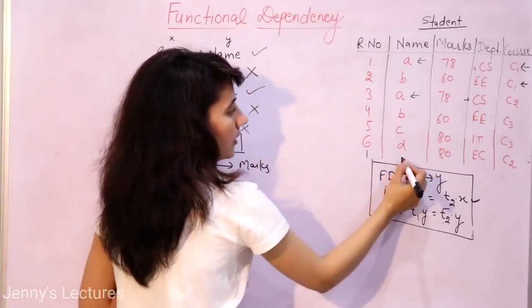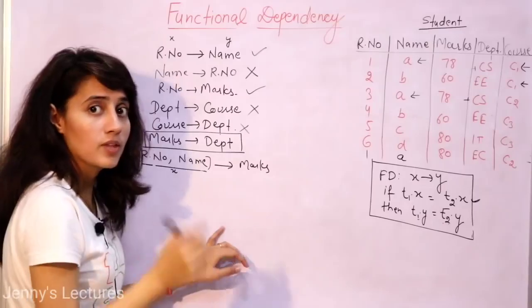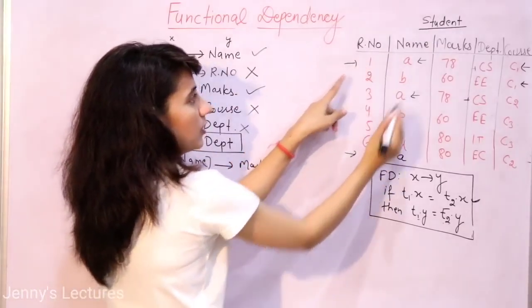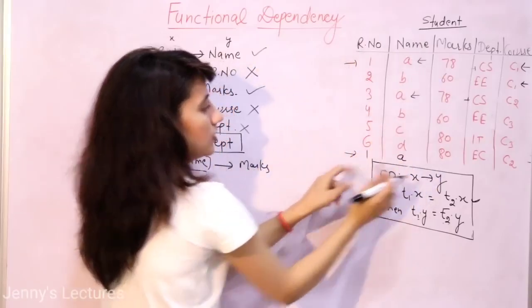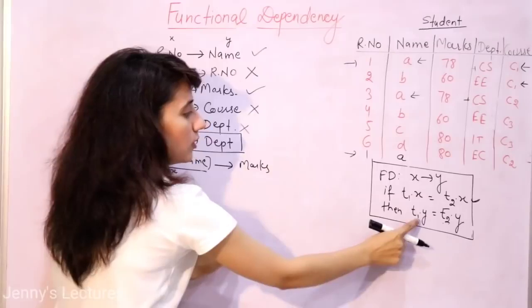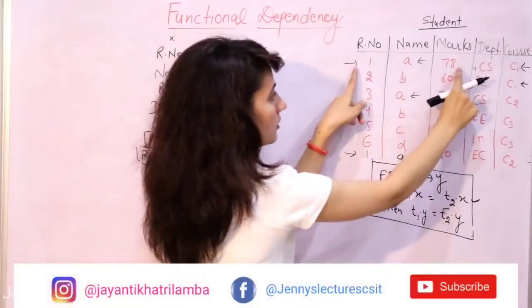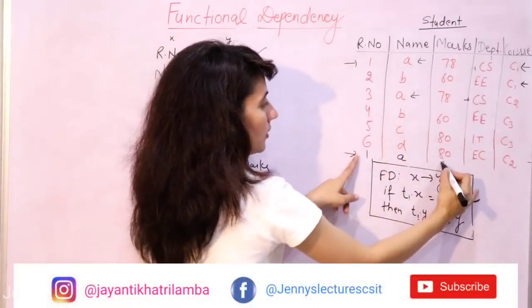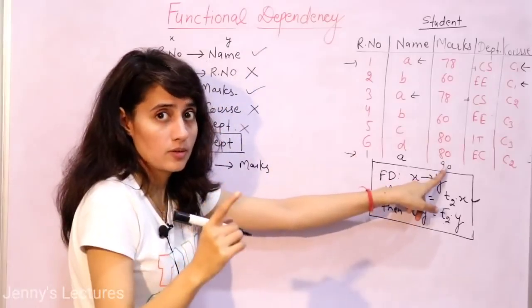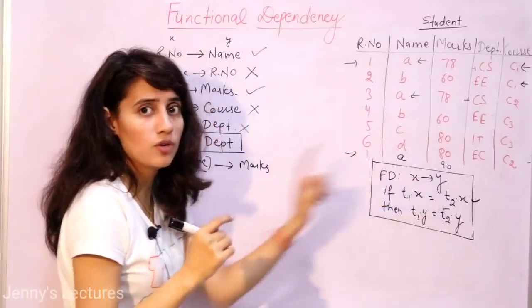and here I write A, then there would be a case that if I take this tuple and this tuple, the combination is 1a, here also the combination is 1a. Then this is true. Now you have to check for marks. Here marks is 78, here suppose I am taking 90. So marks are different, so this is not a functional dependency.